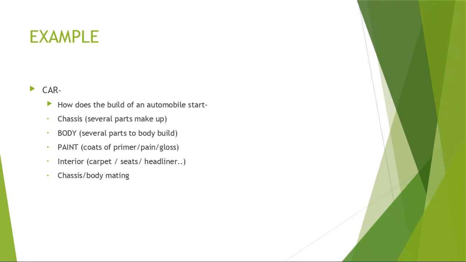You have the interior of the car, you have the carpet, the headliner, the seats, and then you have the chassis and body mating. You can't take one chassis that's built for a small compact car and put it on a V8 four-wheel drive truck, because they're not compatible. So the same thing in the structure of the levels of organization is it builds off of each other, and it builds what we need for each person.